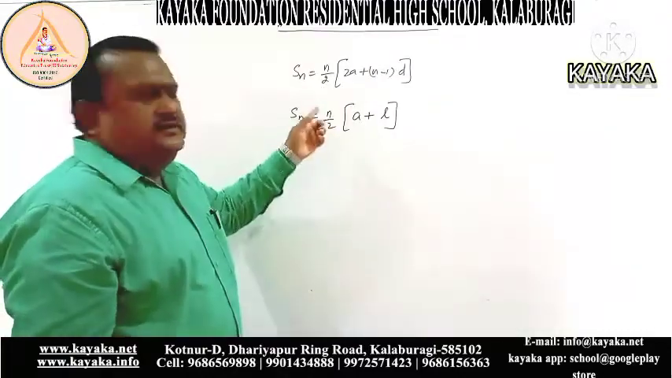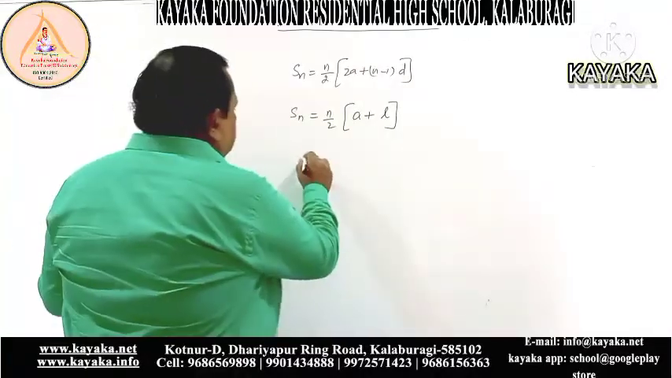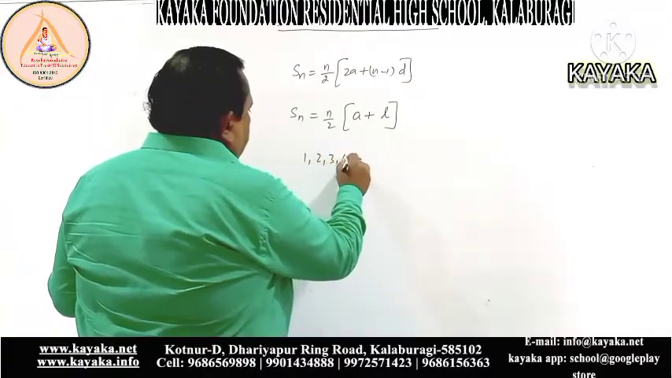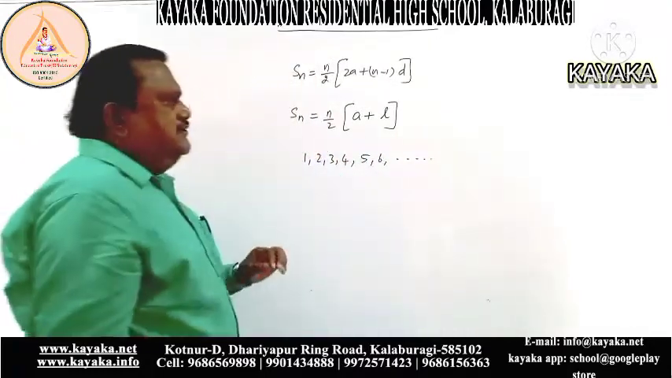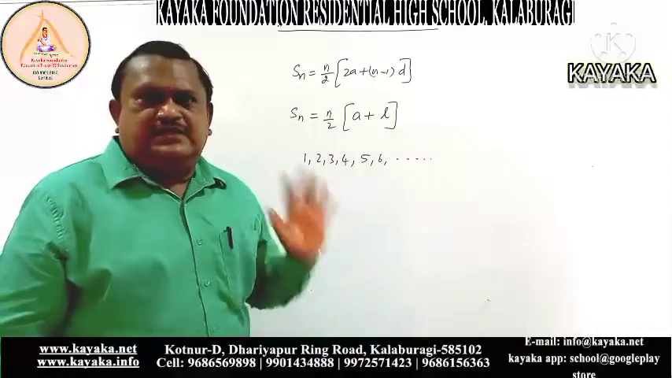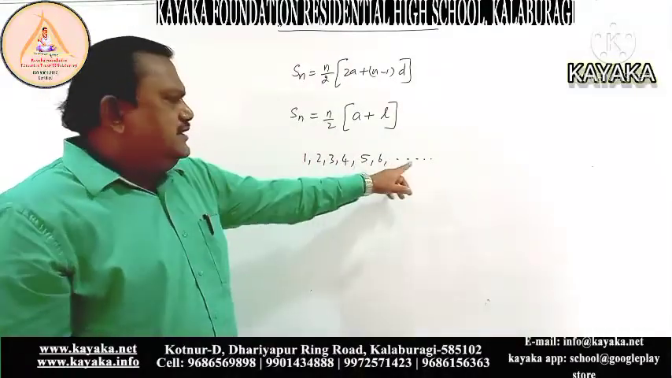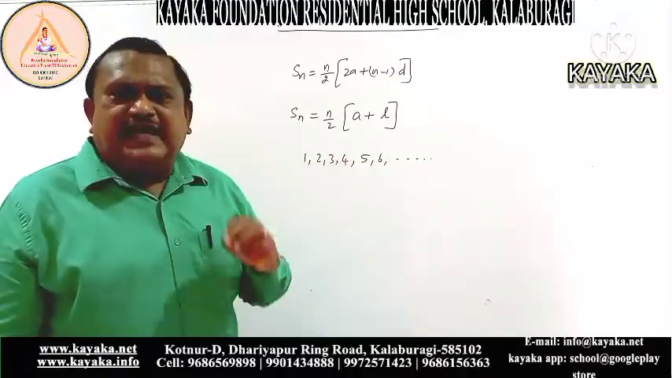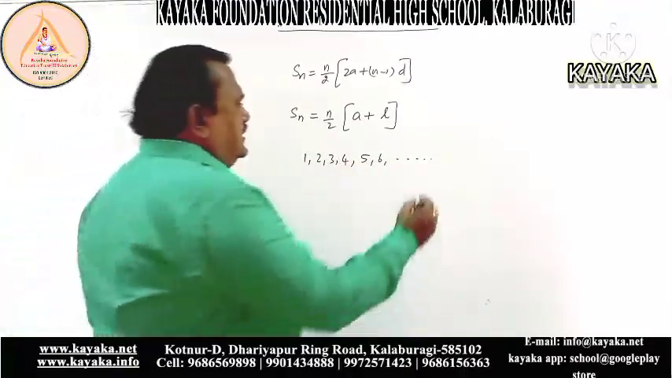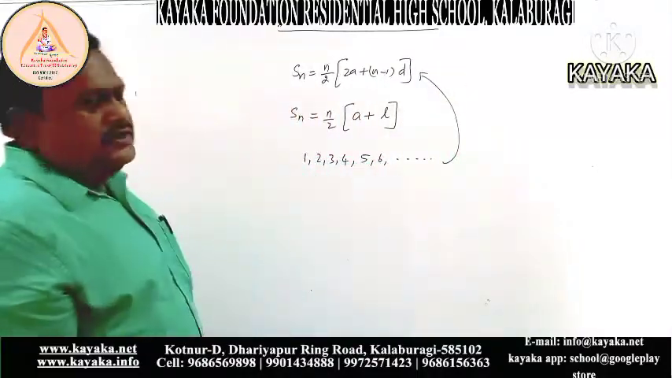Why have they given these two formulas, dear children? See here, whenever you get a sequence like this, 1, 2, 3, 4, 5, 6, and so on, when the sequence goes like this, an arithmetic progression, you know the first term, but you don't know the last term. Then you have to use the first formula.